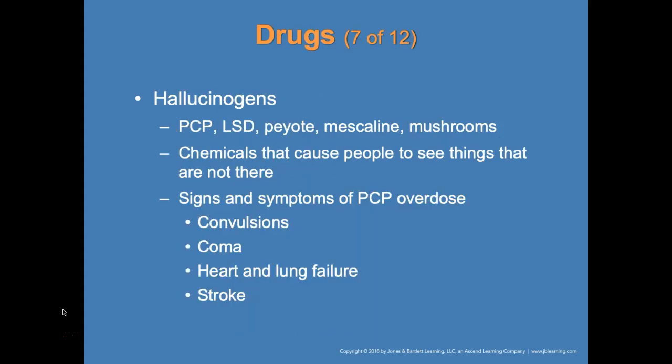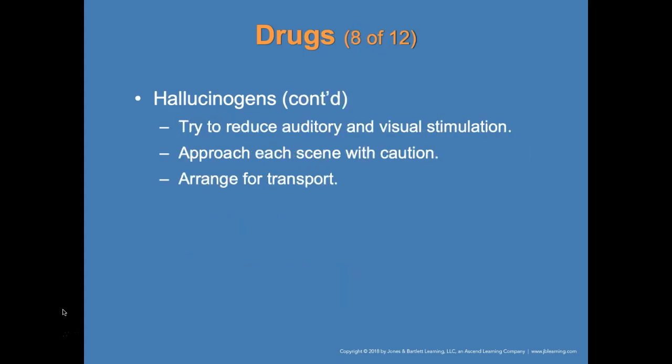So hallucinogens, these are going to include PCP, LSD, acid, peyote, mescaline, mushrooms. These are going to cause people to see things that are not there. Signs and symptoms of a PCP overdose include convulsions, coma, heart and lung failure, stroke. We want to reduce auditory and visual stimulation, so things that they hear and things that they see. Need to approach each scene with caution because some of these patients can get violent, and we need to arrange for transport.